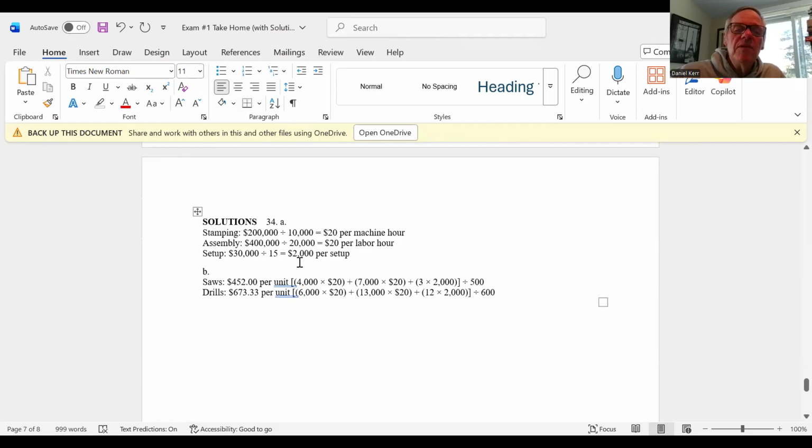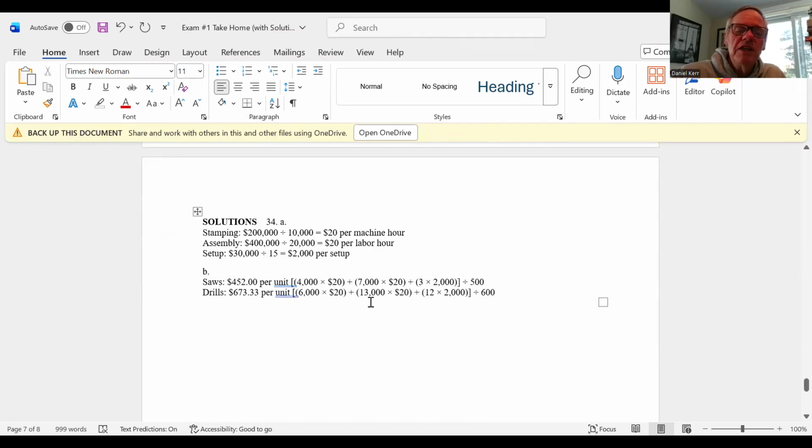So here's your activity rate. Stamping is 200,000 divided by 10,000, which is $20 per machine hour. Assembly is 400,000 divided by 20,000, which is $20 per labor hour. And setup is $30,000 divided by 15 setups, which gives you $2,000 per setup.